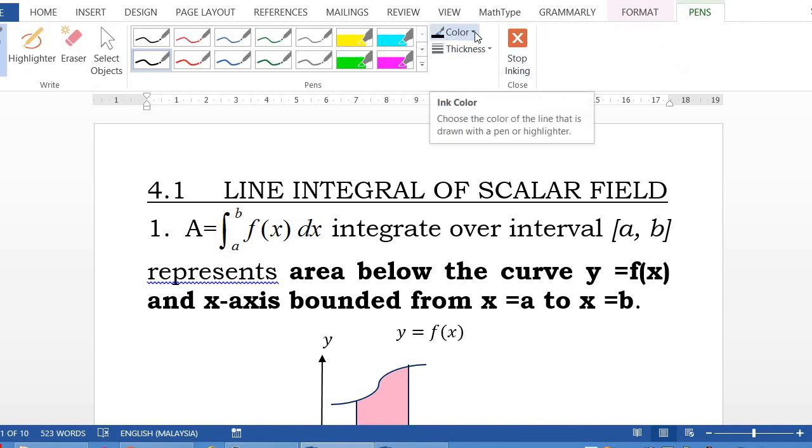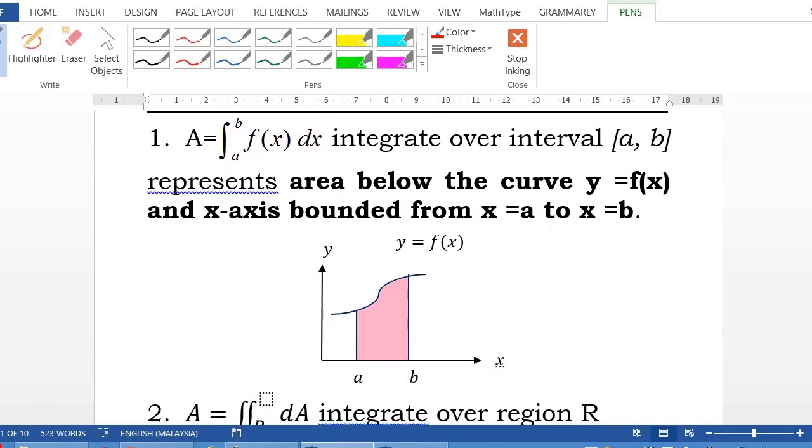Before that, let us recall what we have learned in calculus of single variable. We have the integral of f(x) dx from a to b. This actually represents the area below the curve y equals f(x), and the x-axis, bounded from x equals a to x equals b.